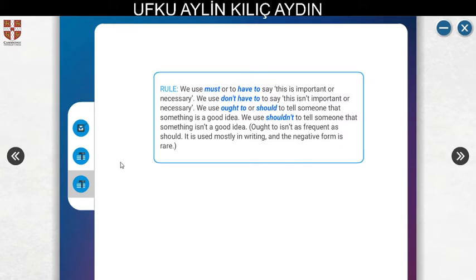We use must or have to to say this is important or necessary. We use don't have to to say this isn't important or necessary. You don't have to do this. We use ought to or should to tell someone that something is a good idea. We use shouldn't to tell someone that something isn't a good idea. Ought to isn't as frequent as should. It is used mostly in writing and in the negative form. Okay?